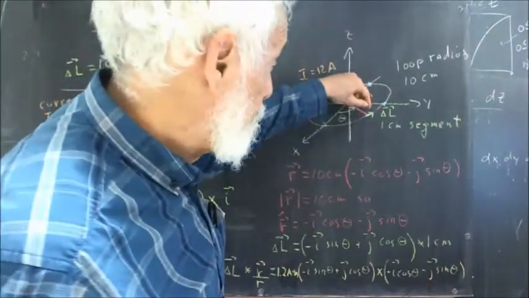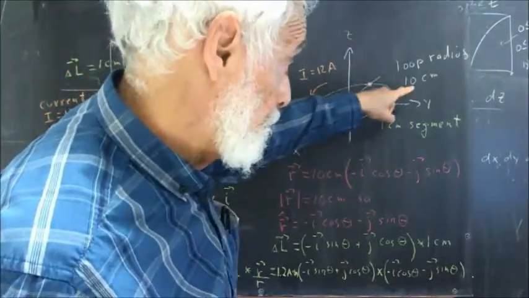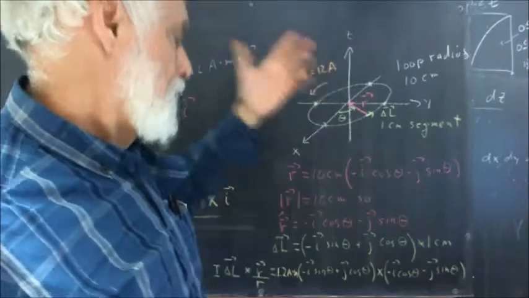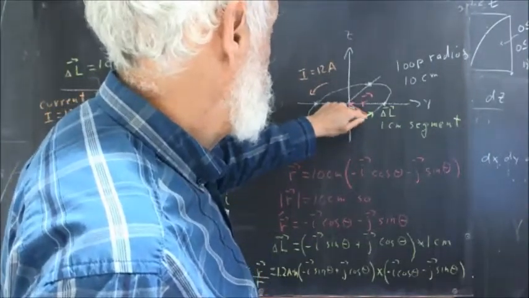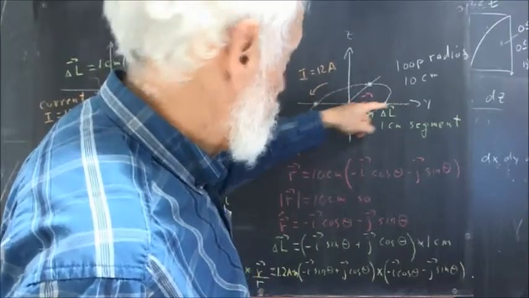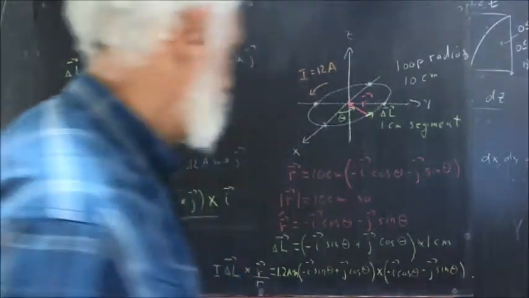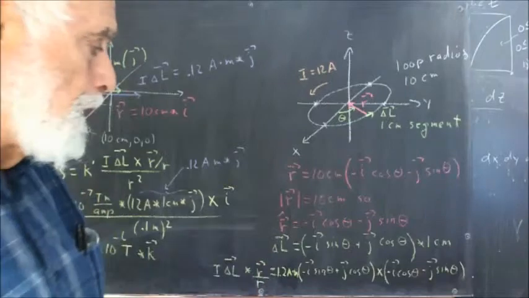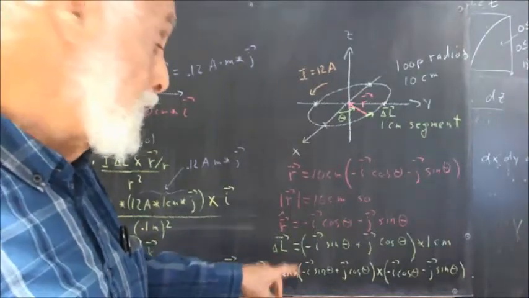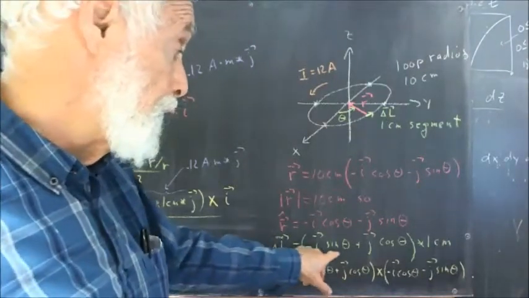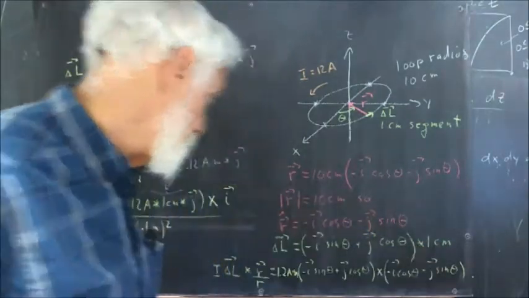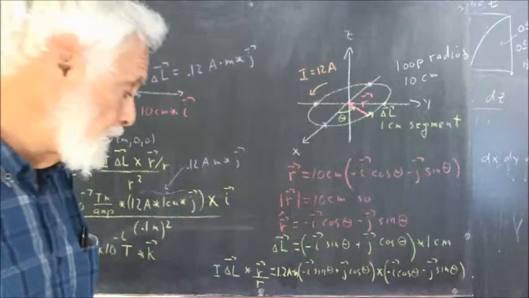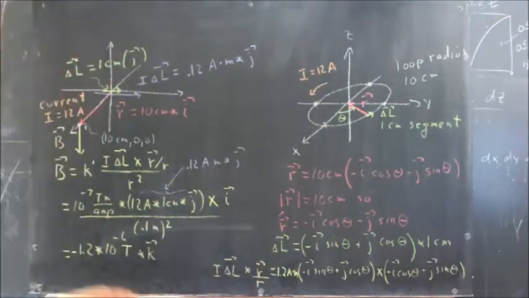Delta L is in this direction. I've drawn a head on this arrow, and you can confirm by any number of ways, the right angle between the radial line and the tangent line, etc. You should be able to verify, whether easily or not, that delta L is negative i sine theta plus j cosine theta, multiplied by 1 centimeter. There are all kinds of tools you can use to verify that. Try to find the simplest one.